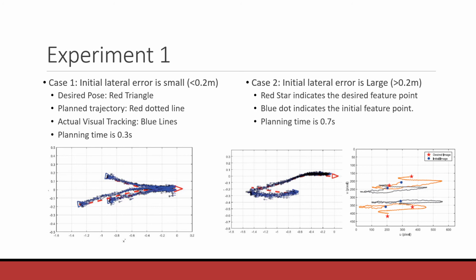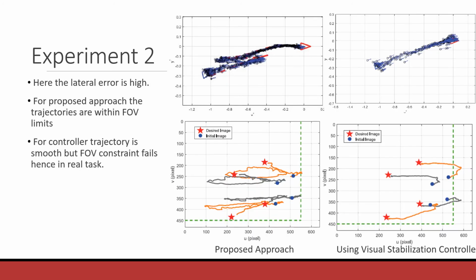Now let's look into experiment 2. It shows the necessity of this proposed approach. In many cases, the lateral error can be large, and the feature points could be almost at the boundary of the image. In such scenarios, any small movement could result in the feature points moving out of the field of view. Here, in our proposed approach, we see that the robot moves back twice to maintain the field of view limits, and the planning time is also high, around 1.2 seconds.